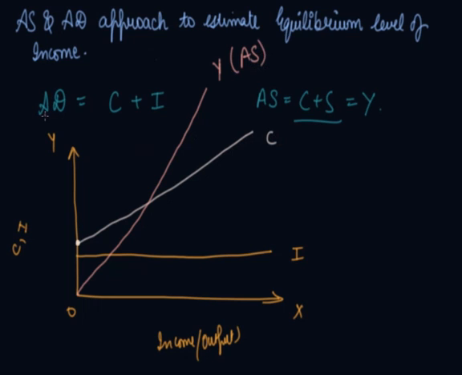Now, your aggregate demand is your consumption plus your autonomous investment. Somewhere it will be parallel just because your investment is similar. So this is your aggregate demand we have taken out. Aggregate demand is equal to C plus I.